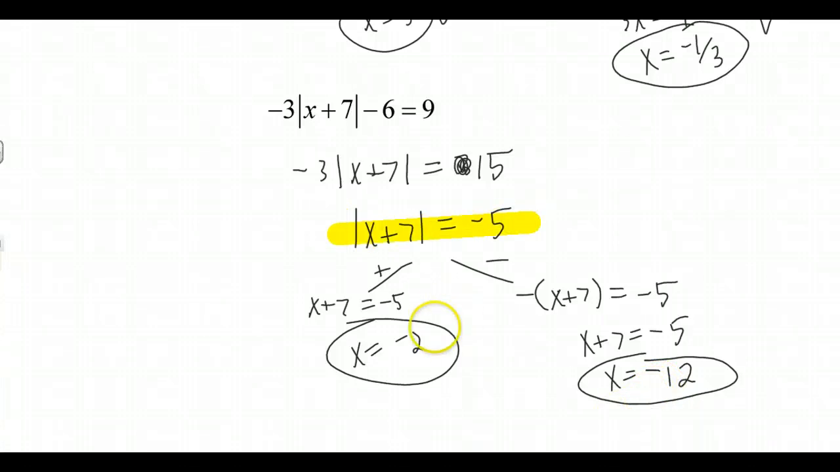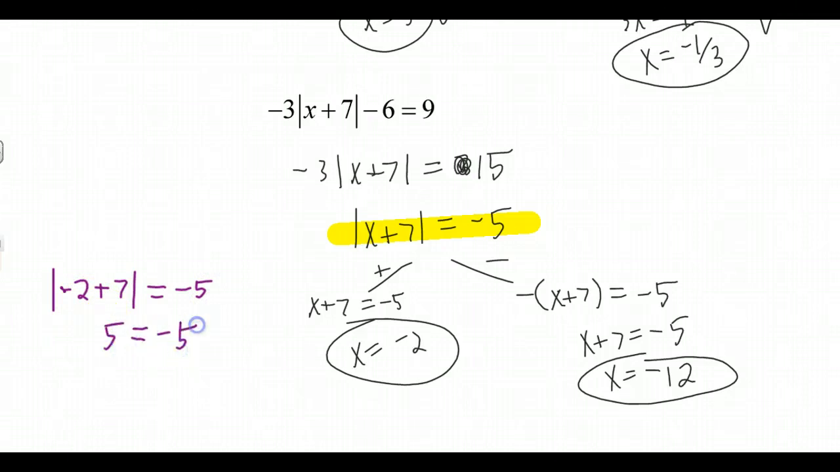And the reason I know it's wrong: what happens if I plug in my negative 2? Let's see what happens. I get the absolute value of negative 2 plus 7 equals negative 5. Well, I plug that in, I get 5 is equal to negative 5. Well, that's not exactly true. That side's 5, that side's negative 5. That doesn't work. Plug in negative 12. Negative 12 plus 7 is negative 5, and the absolute value is positive 5, which is not equal to negative 5. That answer is out as well.